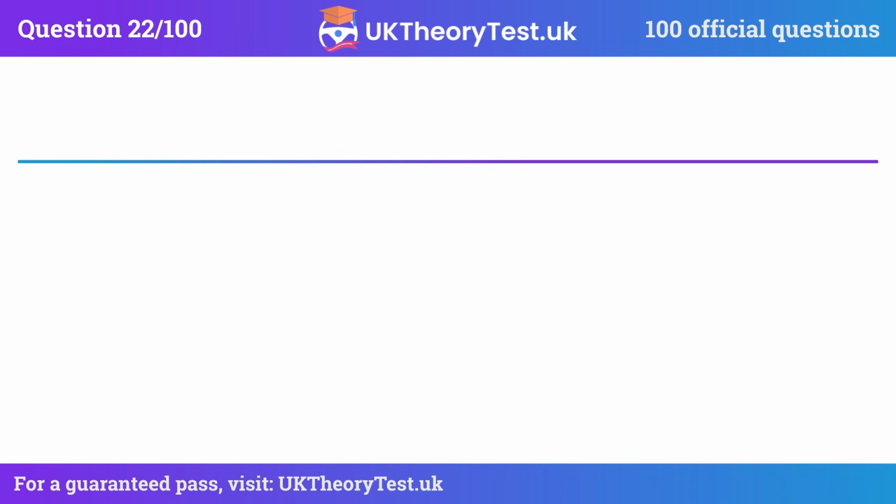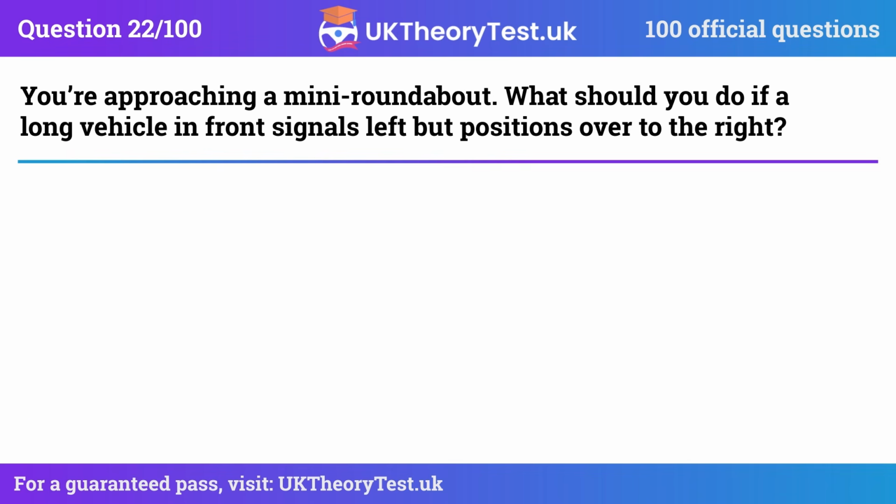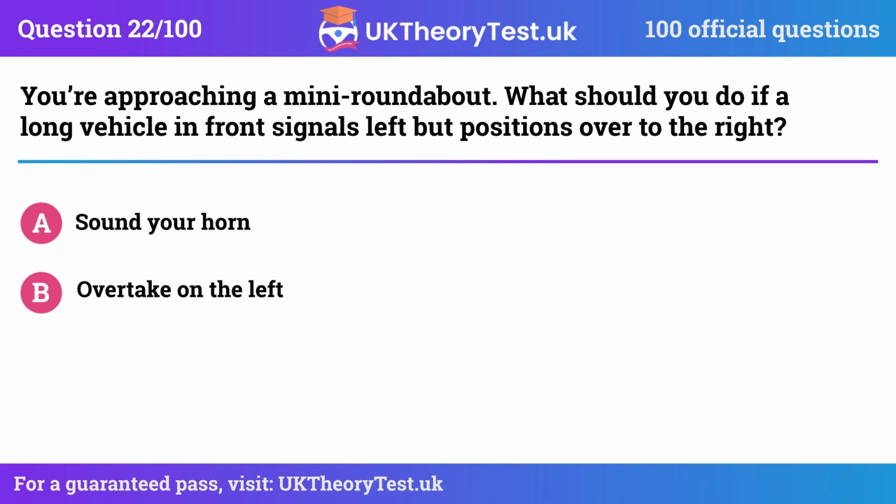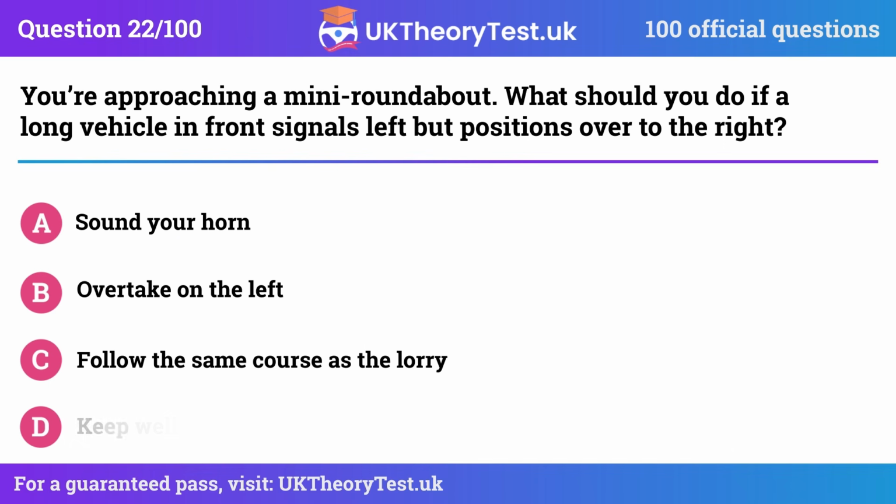Question 22. You're approaching a mini roundabout. What should you do if a long vehicle in front signals left but positions over to the right? A. Sound your horn. B. Overtake on the left. C. Follow the same course as the lorry. D. Keep well back.